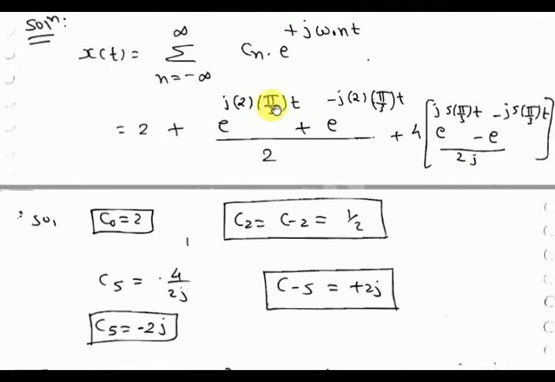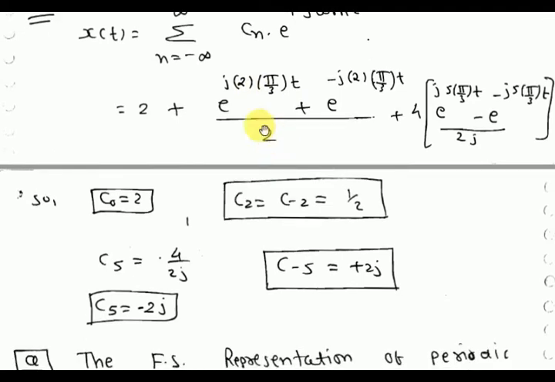Now you see omega naught is pi by 3, so here n is 2. So e to the power j n omega naught t, n is 2, so its coefficient will be c2. So c2 is equal to 1 by 2, and c minus 2 is also equal to 1 by 2. C naught is 2, and this is c5, so c5 is 4 by 2j.